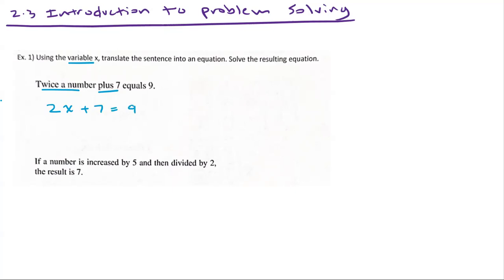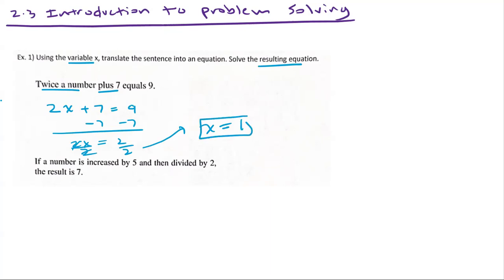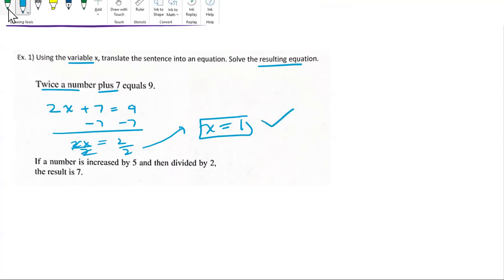Okay, so once we have that, now we can solve the equation. We just subtract 7 on both sides. That gives us 2x equals 2. Divide both sides by 2, so x is 1. Again, you can plug it in to double check. So 2 times 1 is 2, plus 7 will give us 9. So that's good.